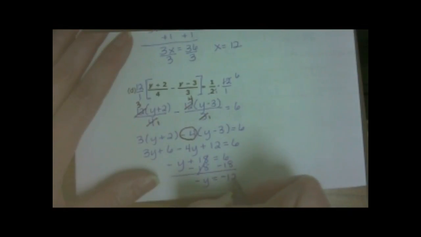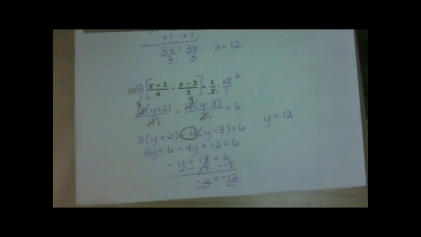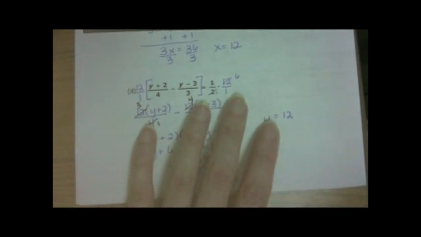So now subtract 18 on both sides. And the 18s cancel. I have negative y equals negative 12. What's my last step? You have to divide by negative 1 to get rid of that negative. All right, that gives me y equals 12. Now there's one last thing I want to go over on the very next page. It's really easy.